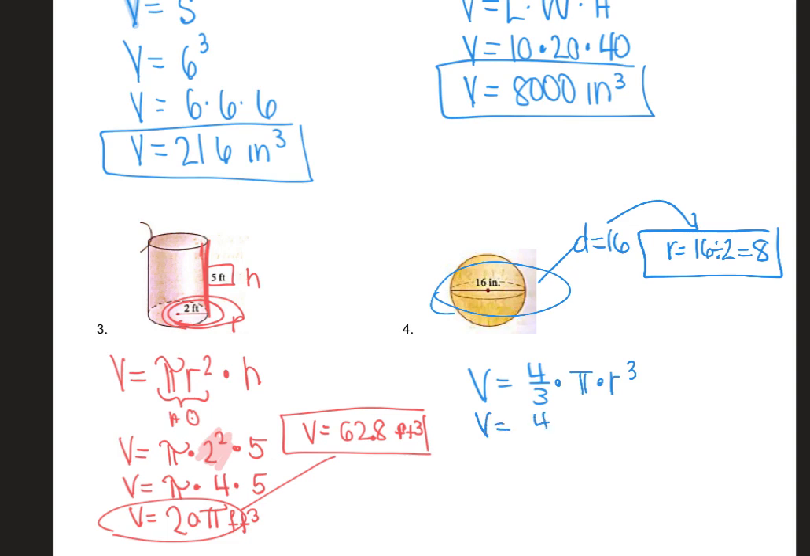So I plug that in there, and I get 4 over 3 times pi times 8 to the third. Now, 8 to the third is going to be 8 times 8 times 8. And I'm going to get 512. So my volume equals 4 over 3 times pi times 512. I can look at this. I want to grab this and this. Remember, I can put that 512 over 1, and now I can kind of pull this out. I would do it really maybe down here.